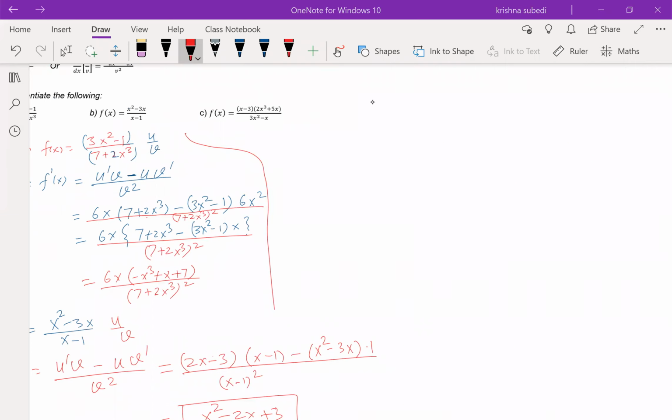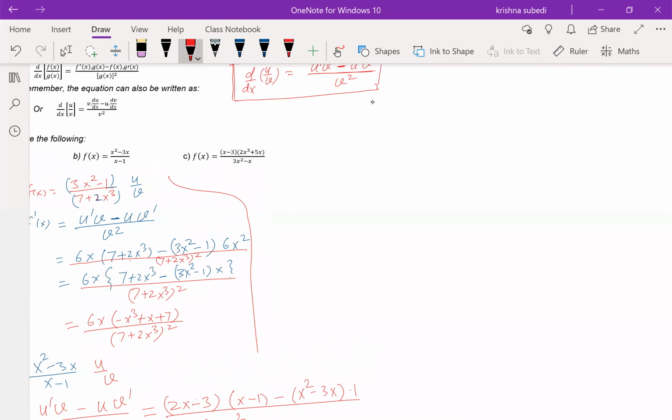Now, part C, one way is to simplify first. Simplify the top part, multiply that, and then use the quotient rule. But you don't have to do that, but if you want, you can. I think that will make life a little easier. We can do both ways.